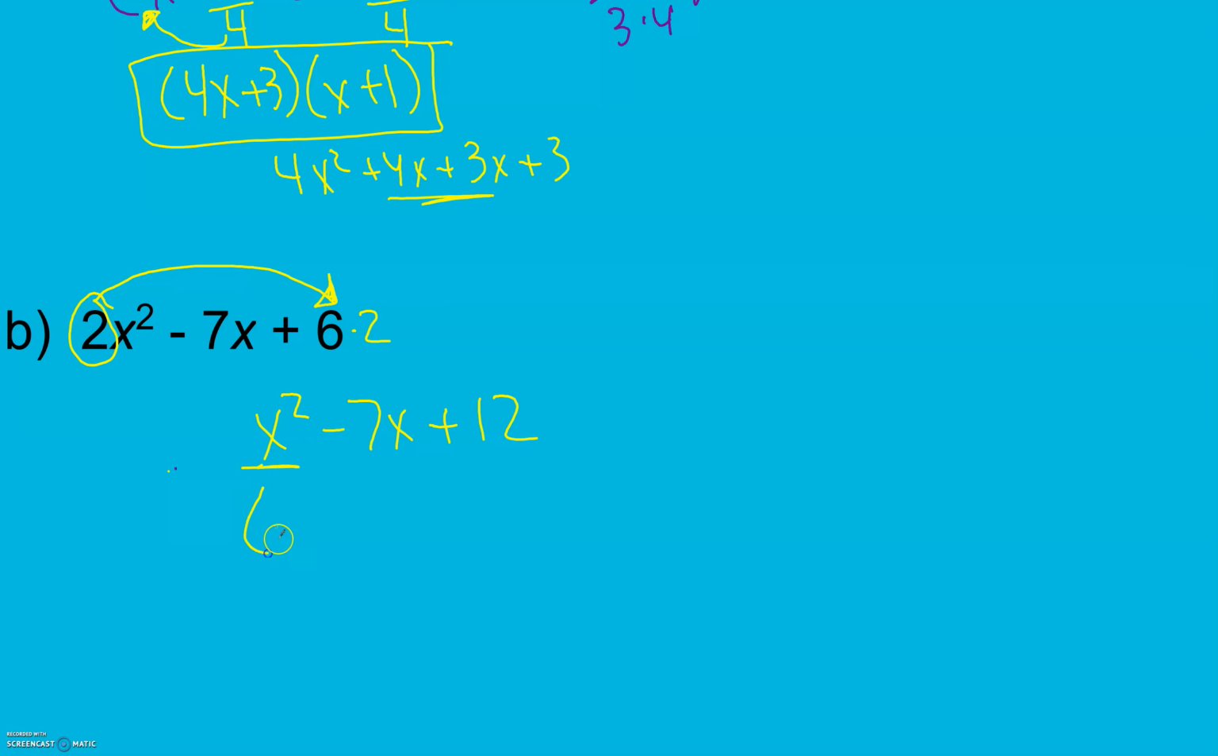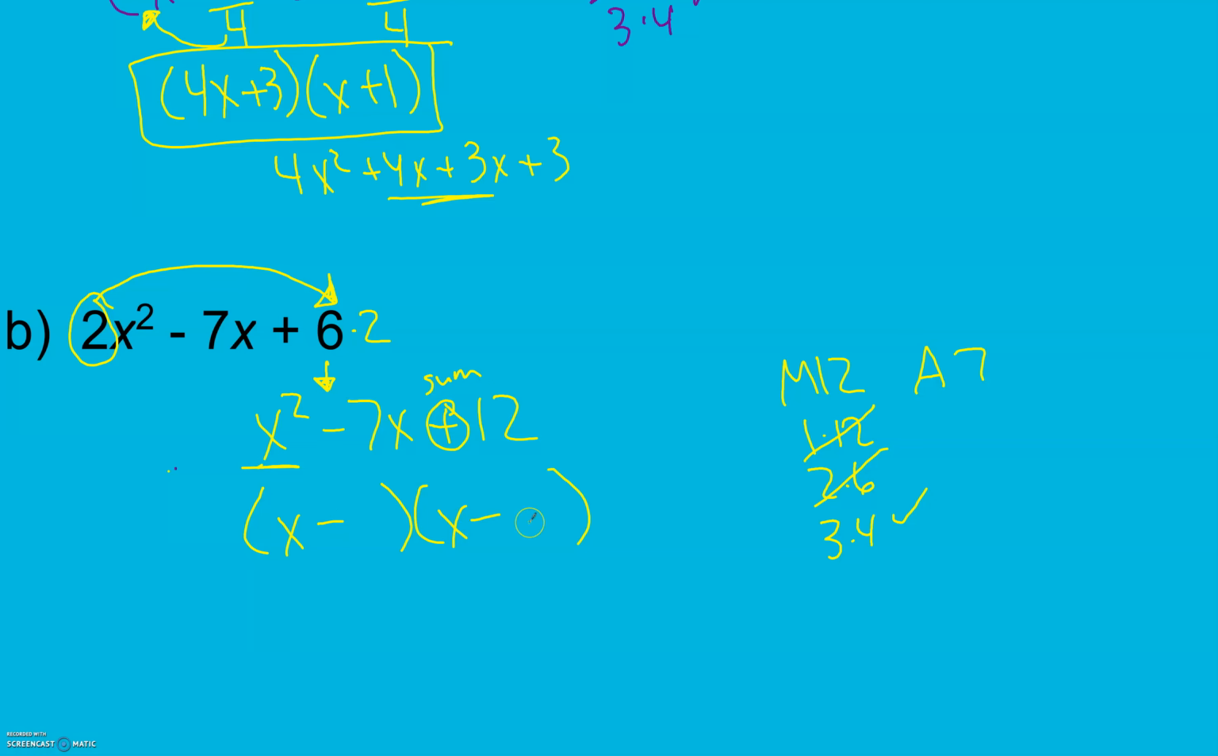To multiply to x squared is x and x. We're going to multiply to my last, 12, and add to 7. Yes. Because we found the sum here, it means my signs are going to be the same. I checked the middle. They're both going to be negative. 3 and 4. But again, we are not done here.